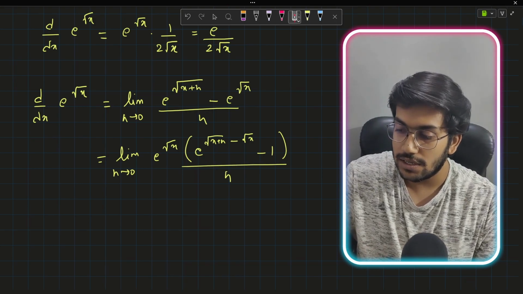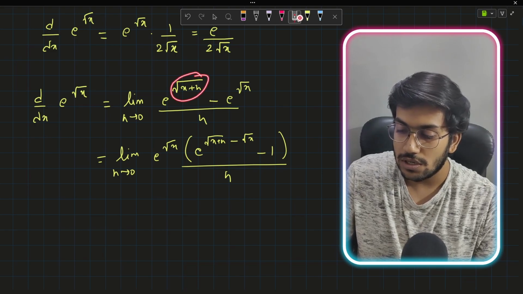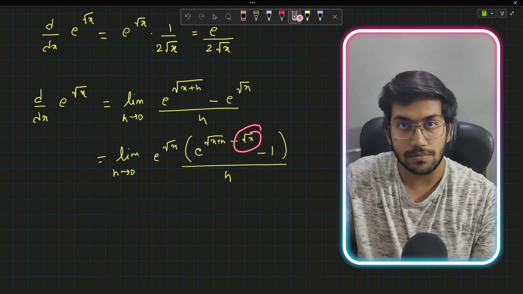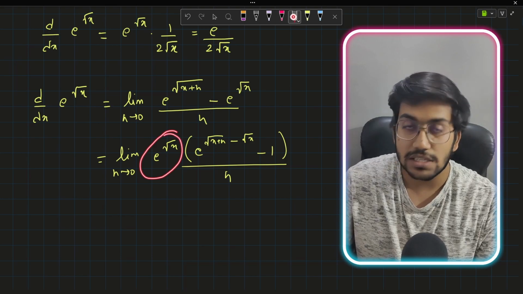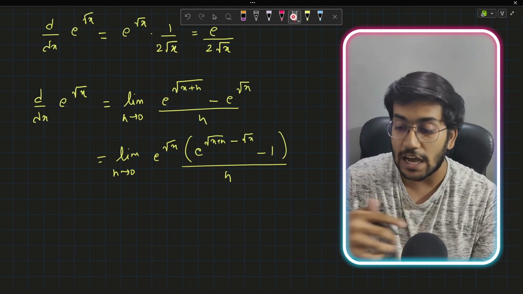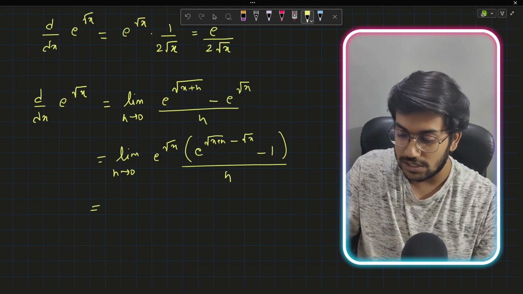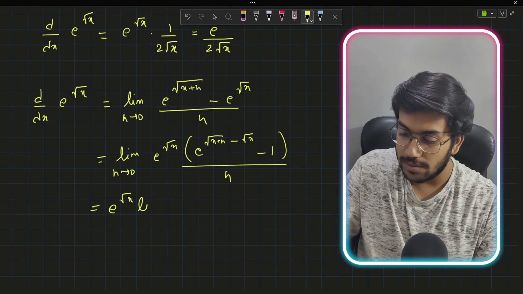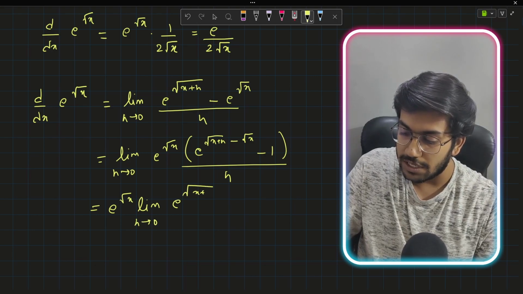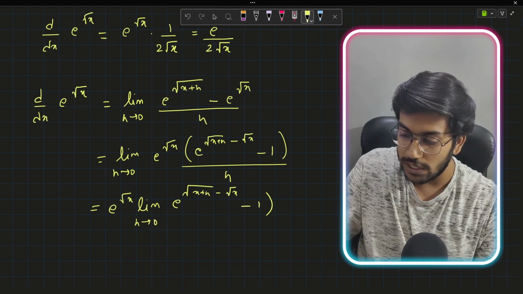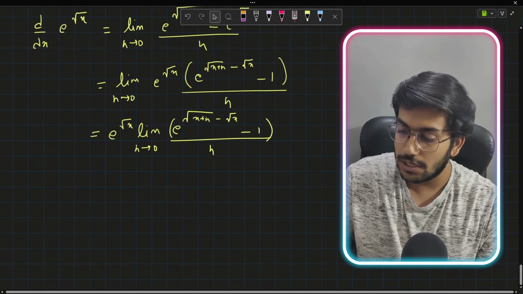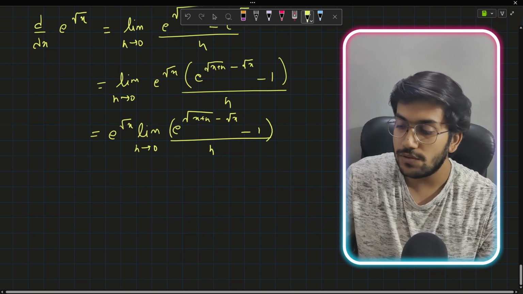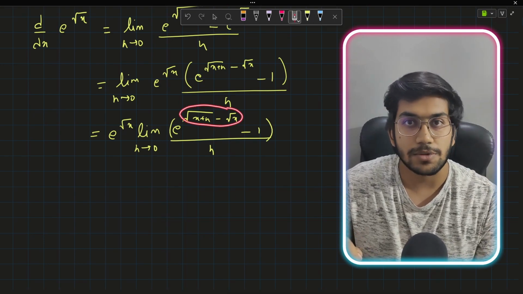Fine. And if you factor out this e to the power root x, you need to subtract that from the exponent. Anyways, if you see, this is independent of h, so we can factor that out. So what we get is e to the power root x times limit h tends to 0 of e to the power root x plus h minus root x, minus 1, over h. Right? Now let's say we multiply and divide by this number.